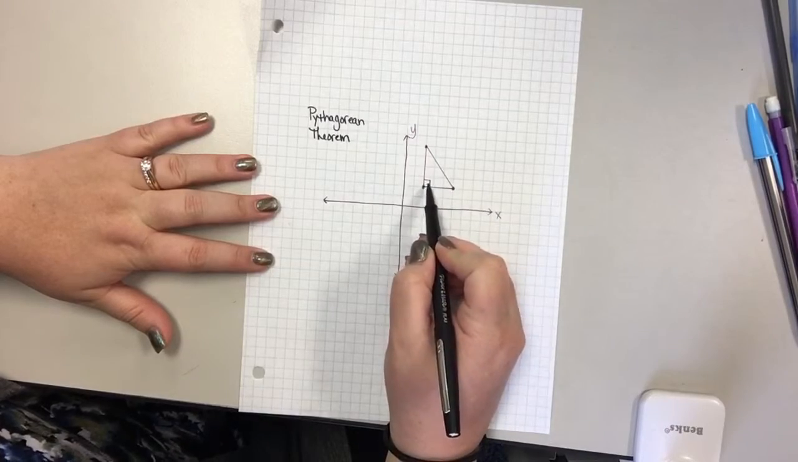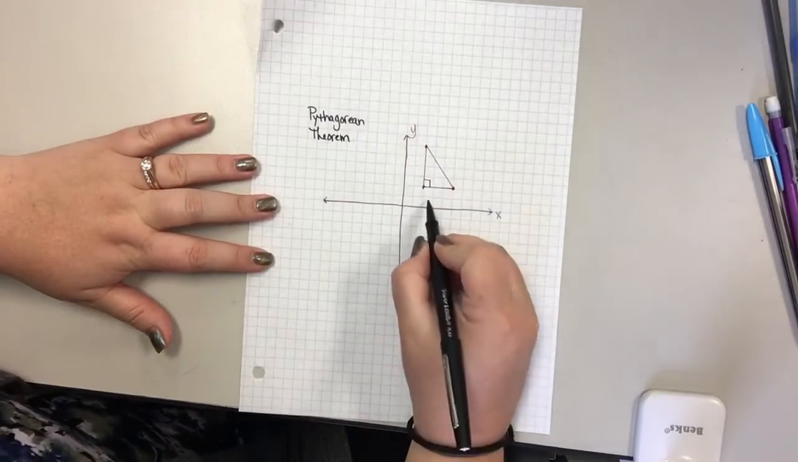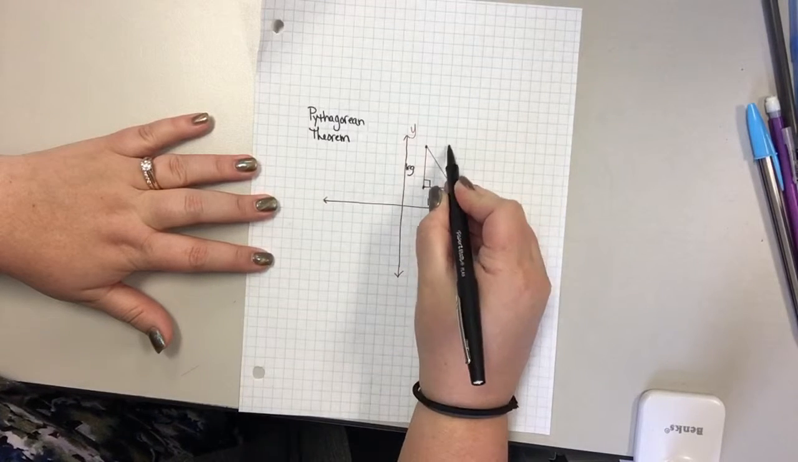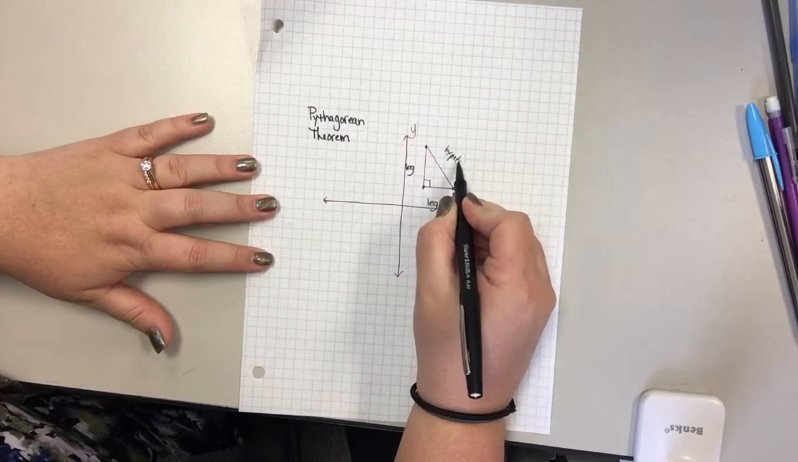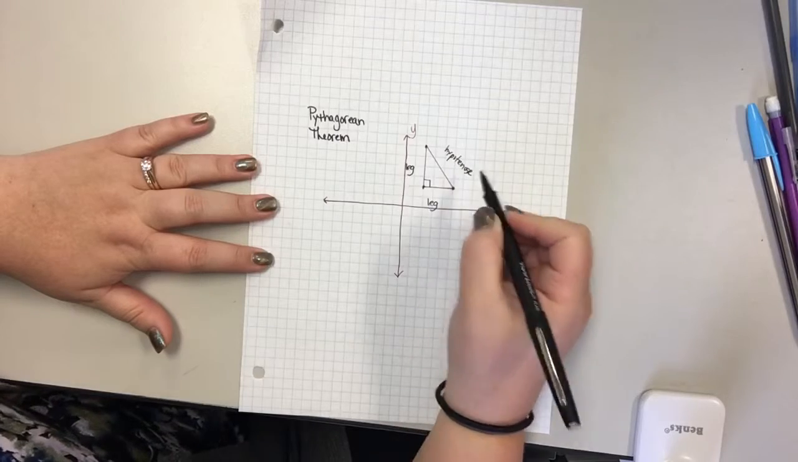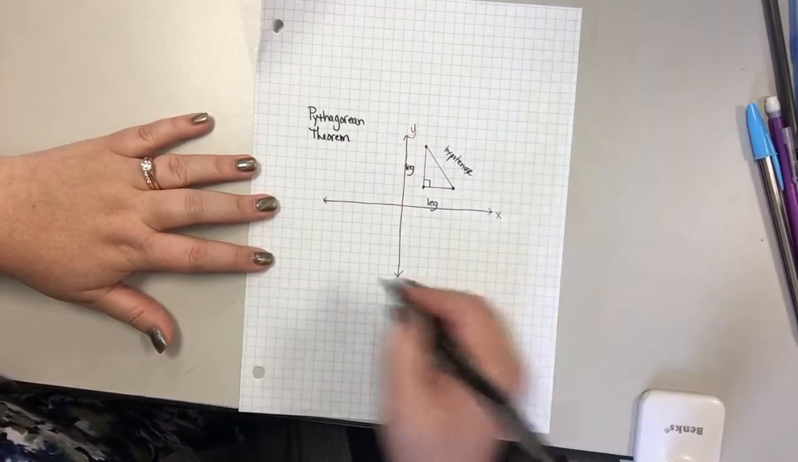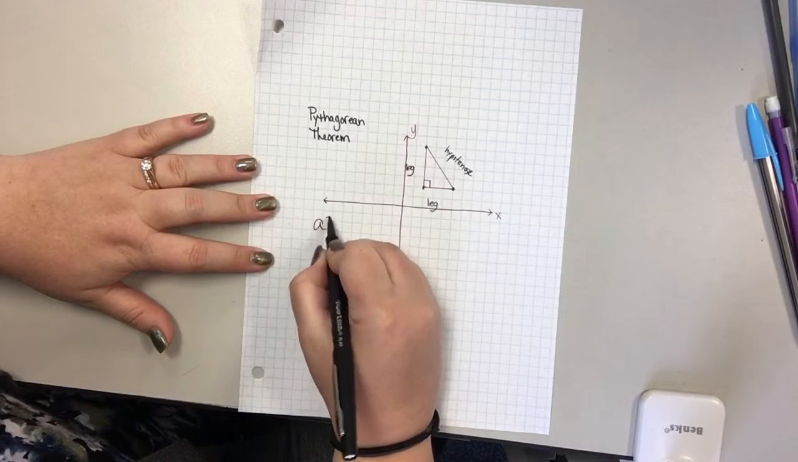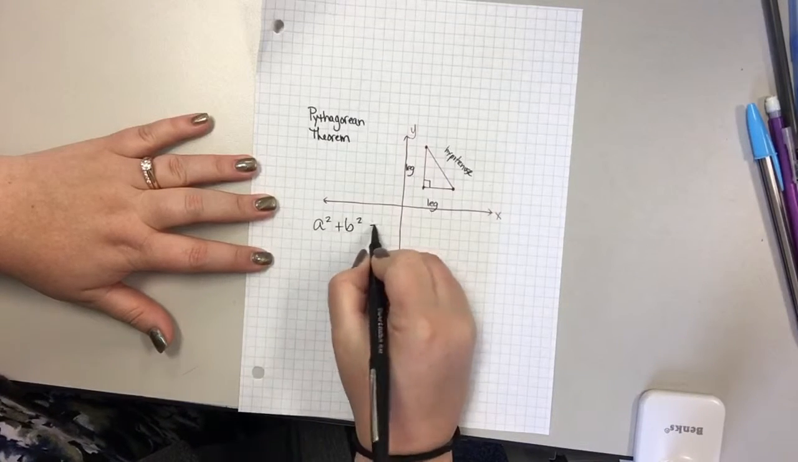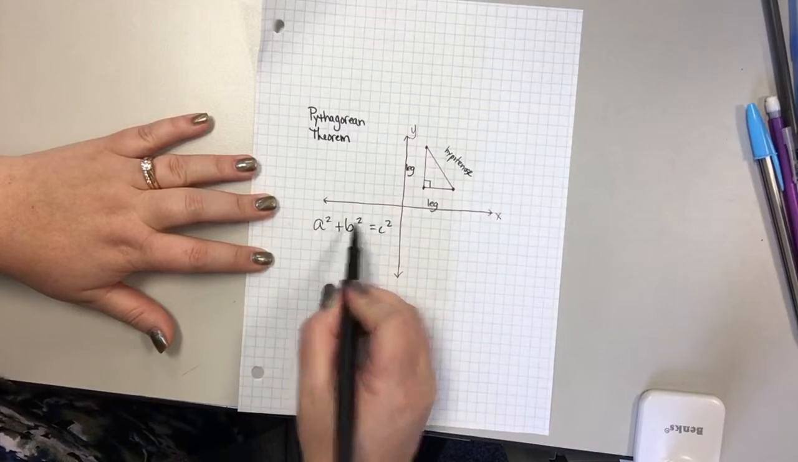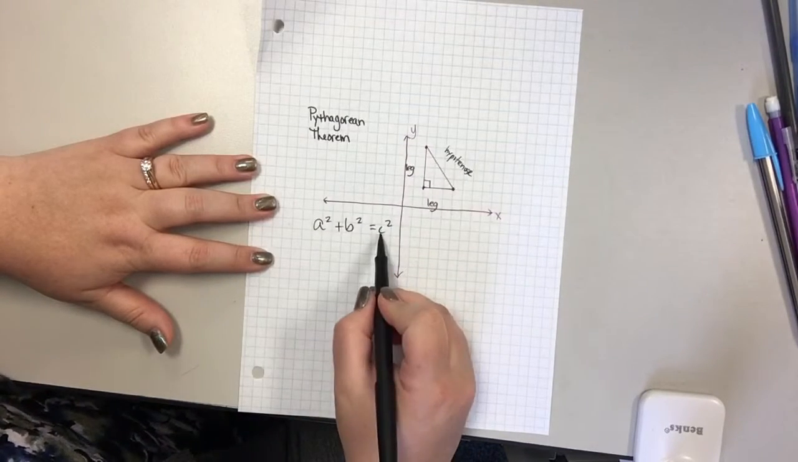That is right there. There are two legs on the triangle. This is a leg. This one over here is also a leg. This one is called the hypotenuse. So we're going to try to find the length of the hypotenuse. The formula for the Pythagorean theorem is a squared plus b squared equals c squared. The legs are both a and b, and the hypotenuse is c.